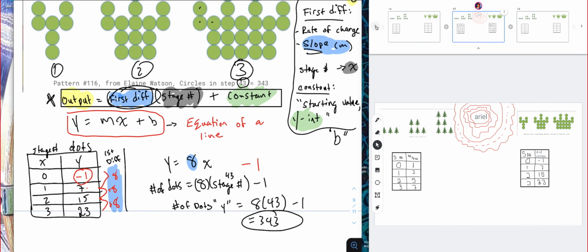So I really want to emphasize you guys actually using the equation, because just filling out the table is not going to be good enough, right? I'm for sure going to ask you how many of something are in stage 102 or stage 43 or whatever, right? You're going to have to come up with that equation. Okay. Does anybody have any questions with that?